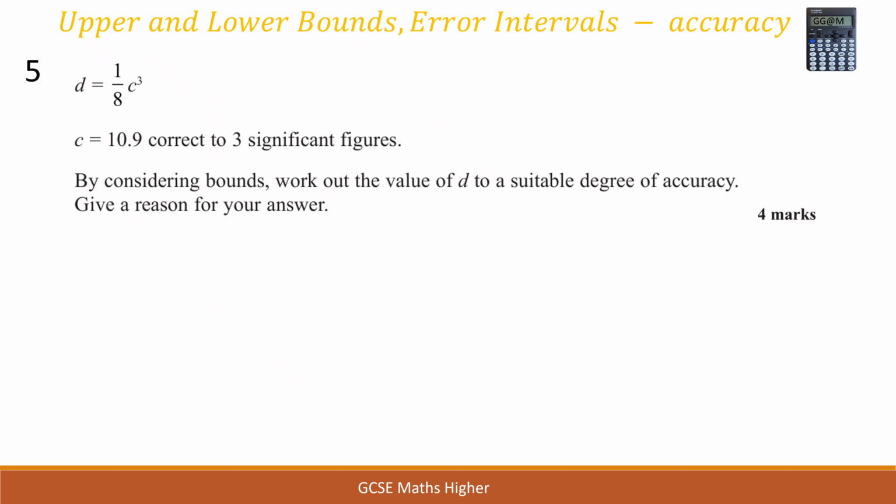This is the last question on bounds. So we've got an upper and lower bound question here, and you're told that D is equal to 1/8 of C cubed. You're told the value of C is 10.9, correct to 3 significant figures. So you've got to consider the bounds and work out the value of D to a suitable degree of accuracy, and you must give a reason for your answer, and this is worth 4 marks in the exam. Press pause, have a go at working out the answer, and then press play when you're ready to hear the mark scheme.